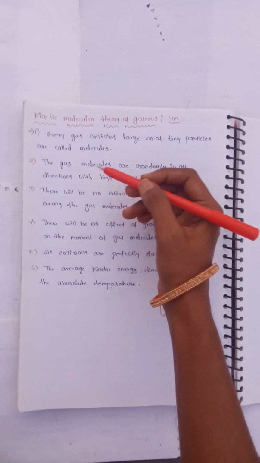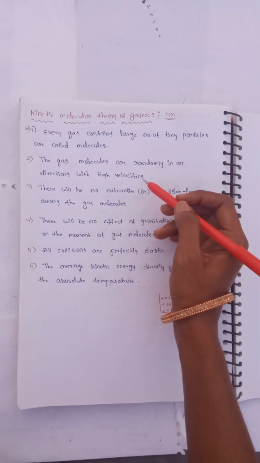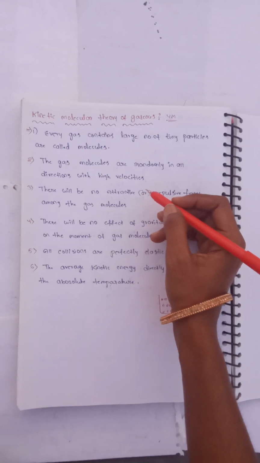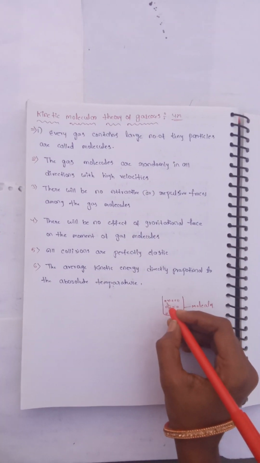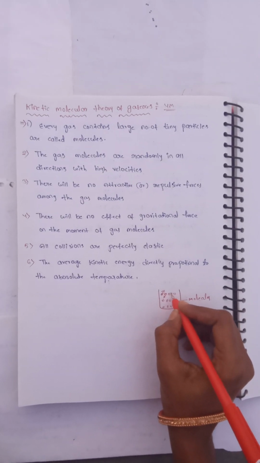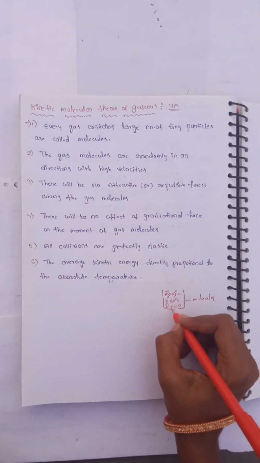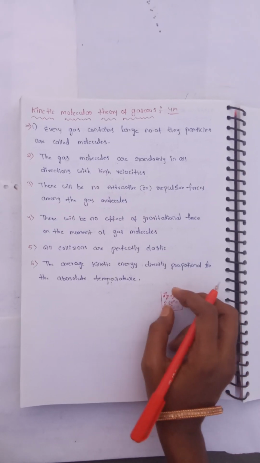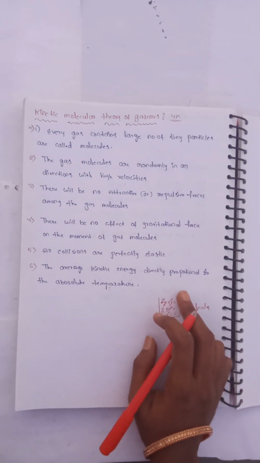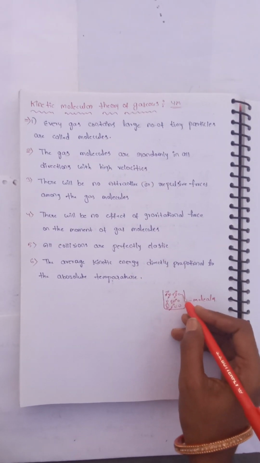So the second point: the gas molecules move randomly in all directions with high velocity. In this, one molecule moves in this direction and another molecule in that direction, so a number of directions with high velocity. Any number of directions are possible for these molecules. So these gas molecules move randomly in all directions with a high velocity.